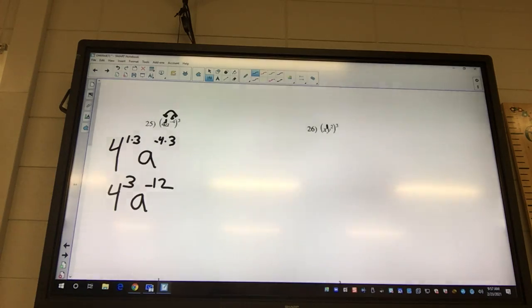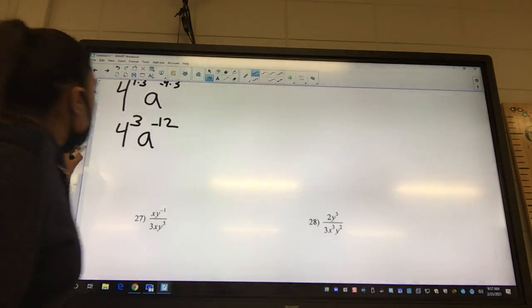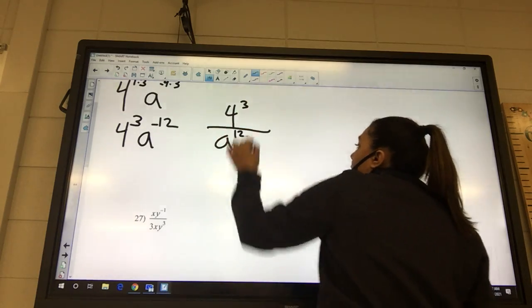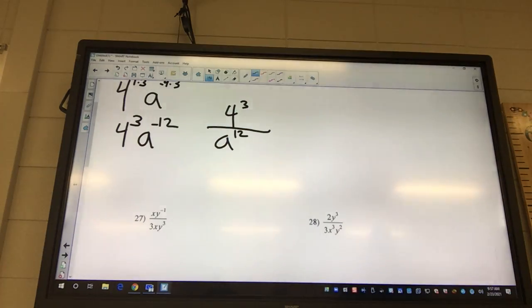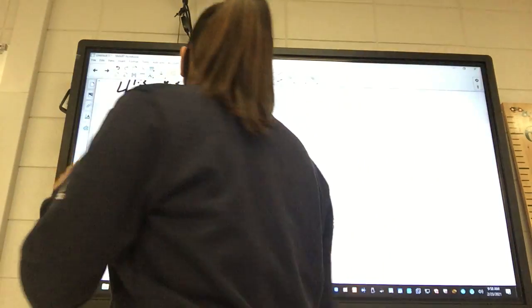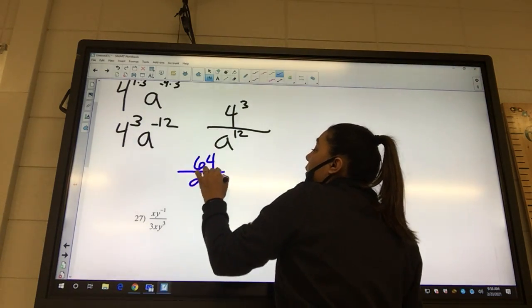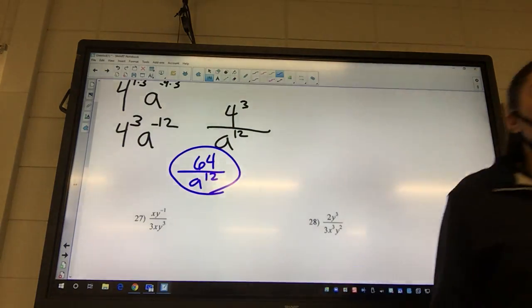Okay, then what? You got to move the a to the 12 to the bottom, so it's going to be 4 to the 3rd, a to the 12. Good? Sam, are we done? No, you gotta simplify. Yeah, we got to simplify. What is 4 to the 3rd? 64. So you're going to have 64a to the 12. Why do we have to simplify?